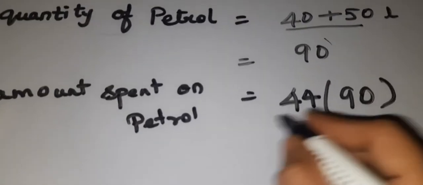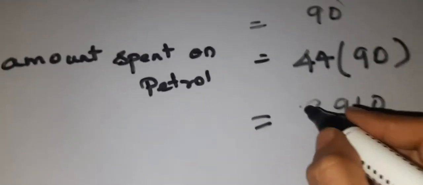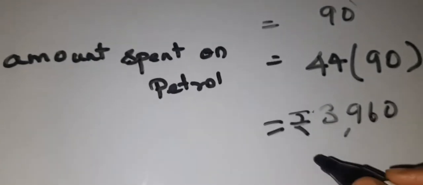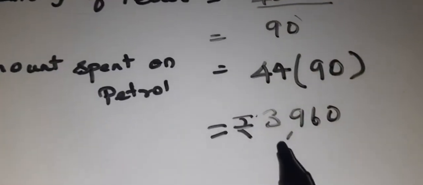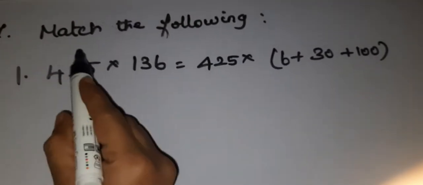So 44 into 90, 3960. So the total amount he spent on petrol is 3960.